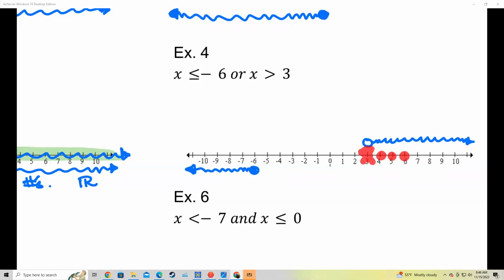The 5 did, the 6 did, the 7. So these are my answers. In fact, 3.5 got shaded, 3.1 got shaded, 3.01 got shaded, but 3 did not. So when we put these together, what I'm going to end up with is a graph that has two parts to it. It has the part on the left, and it has this 3 and on to the right. Remember that 3 is not part of your solution set. I use the word or, which means we put these two things together.